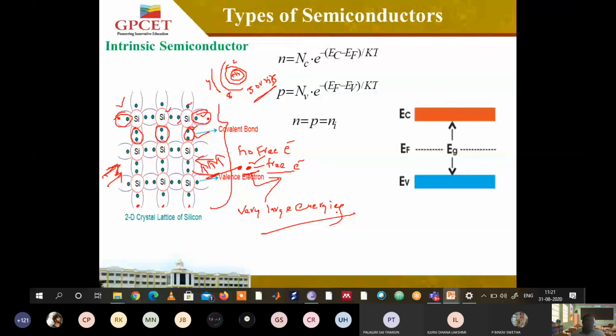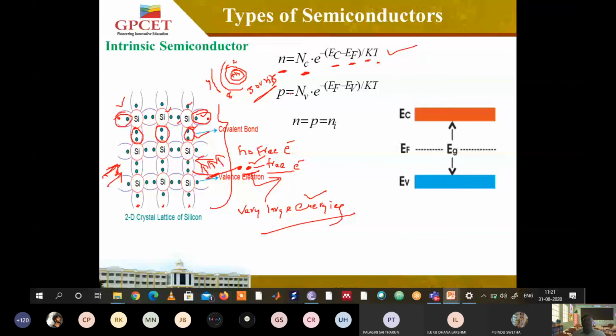Right. So you can observe here there is one equation where you can represent how many electrons are present in this silicon atom, that is N, the concentration of electrons. Nc is the conduction band effective density. N is equal to Nc e power minus of Ec minus Ef divided by kT, where Ec is the conduction band energy level, Ef is the Fermi energy level, k is the Boltzmann constant, and T is temperature in degrees Kelvin.